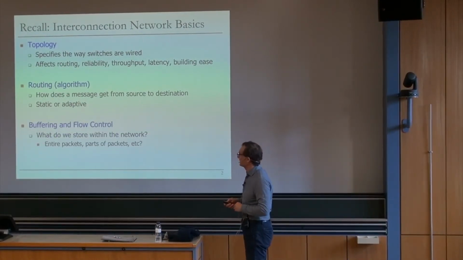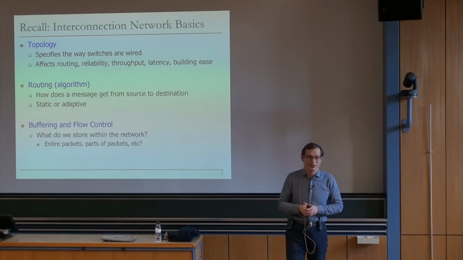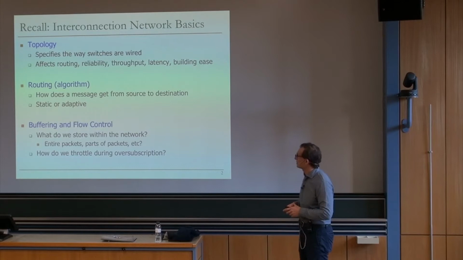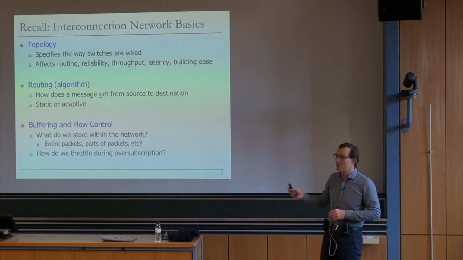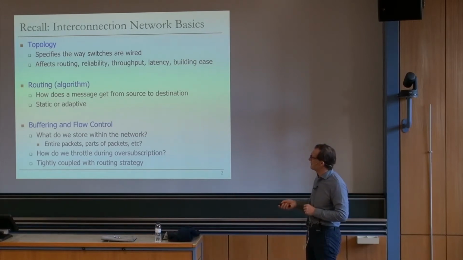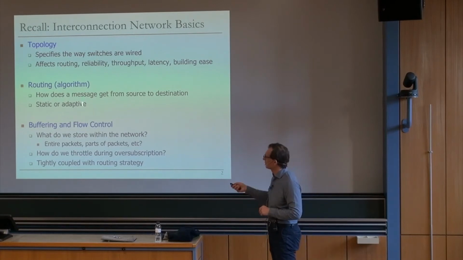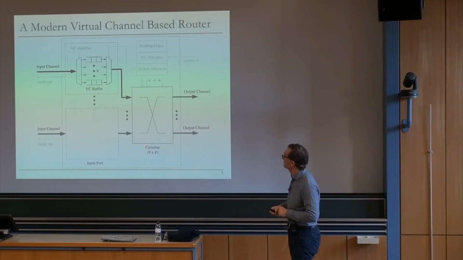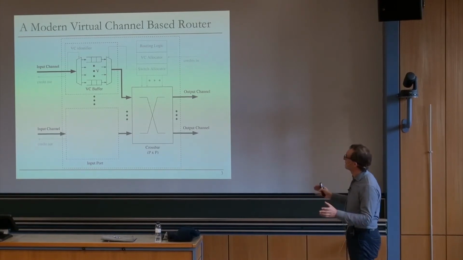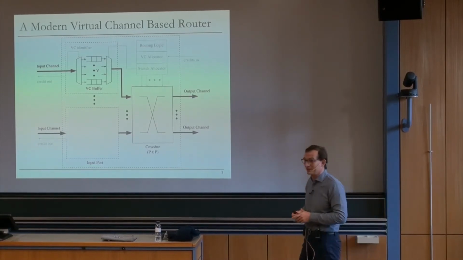We were discussing what to store within the network, how to handle things when things are oversubscribed, how to control the flow of packets in the network. And we said that this is tightly coupled with the routing strategy, right? Actually, all of these are coupled in some way, but some are more coupled than others, as we will see later. And we ended up discussing a modern virtual channel-based router, right?